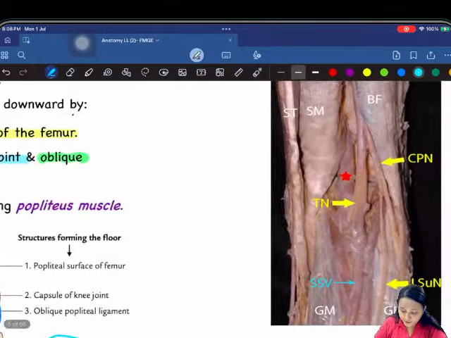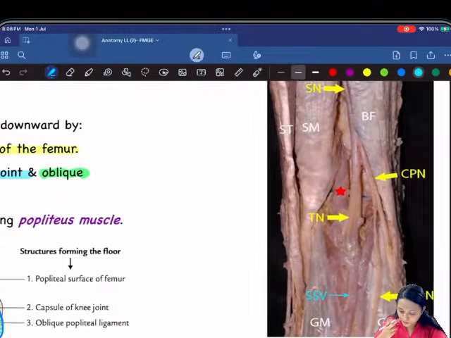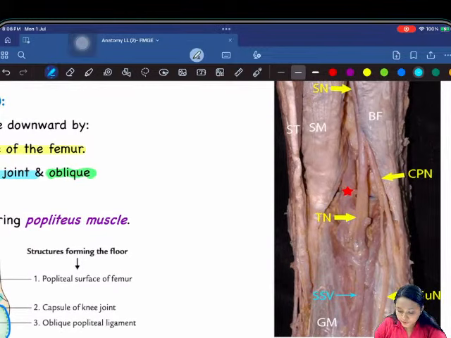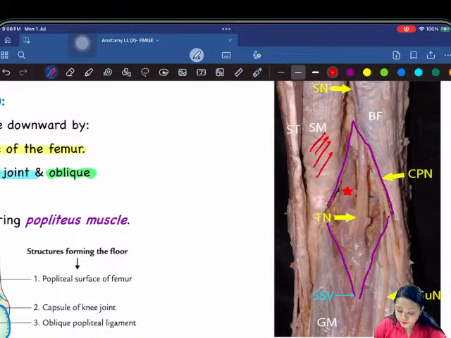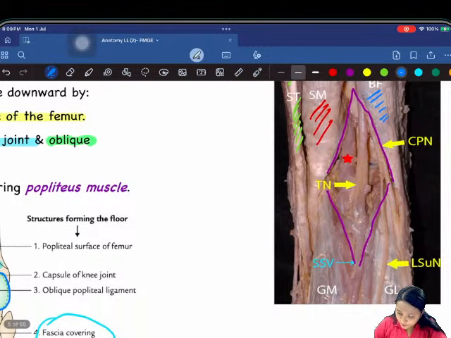Similarly, in this cadaveric image, if you can identify the boundaries, you can see that this is a diamond shaped popliteal fossa. You have the semimembranosus muscle superomedially and also the semitendinosus muscle. On the superolateral aspect you have the biceps femoris. Below you will have the medial head of gastrocnemius, and this is the lateral head of gastrocnemius.